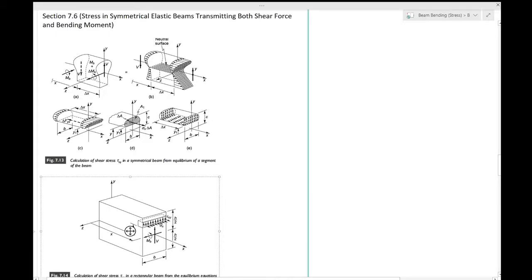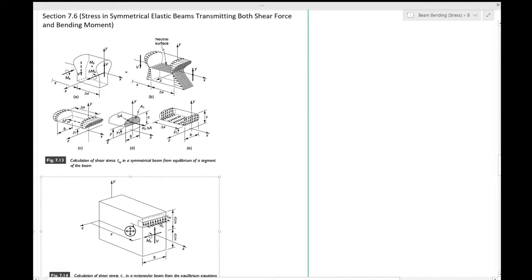This particular section is dedicated to the stresses in symmetrical elastic beams transmitting both shear force and bending moment. So you have both shear force and bending moment, and this is where this combination of various forms of loading is coming into the picture. Okay, we had seen slightly in the last chapter where both twisting and axial force was applied.